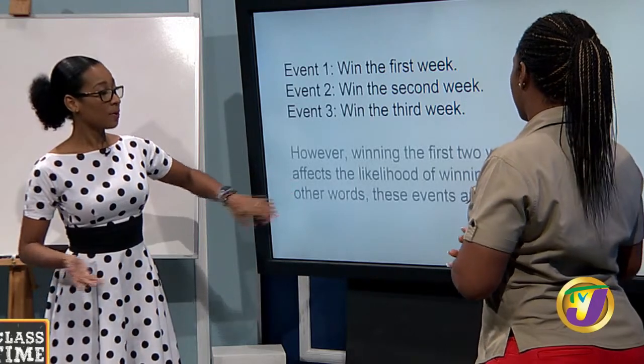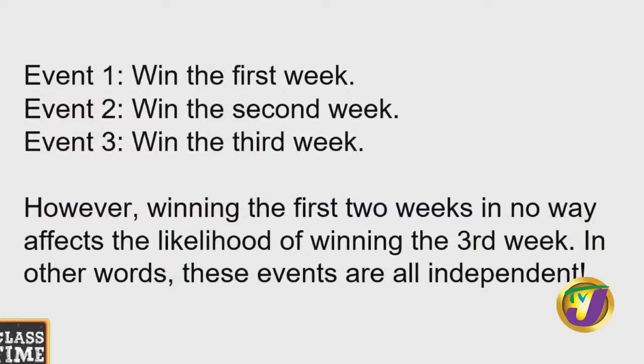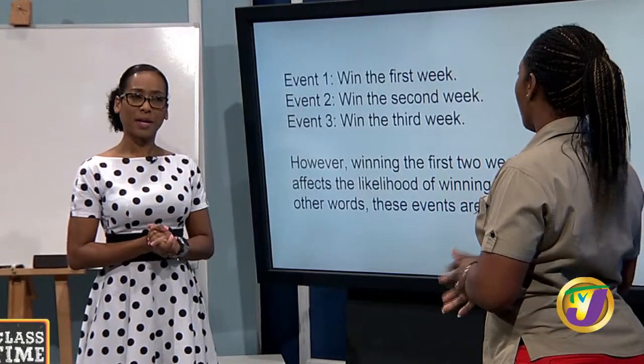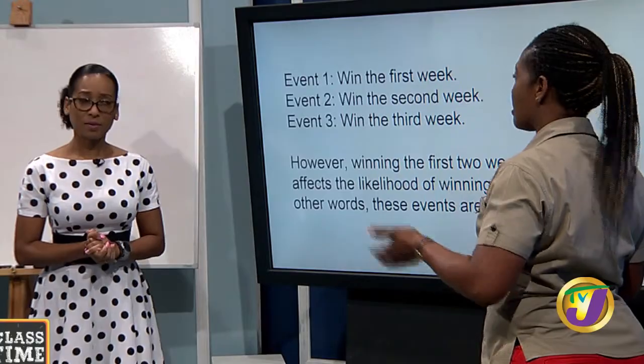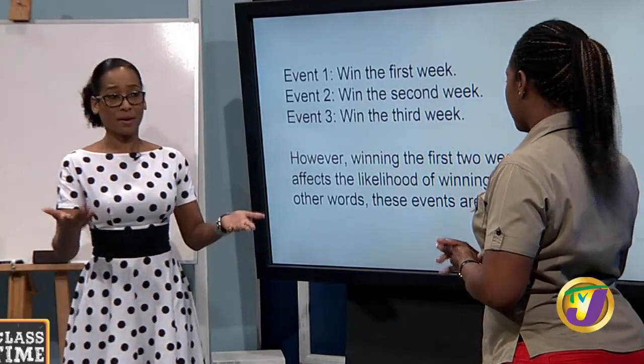Here we go. Event 1, win the first week. Event 2, win the second week. Event 3, you win the third week. However, winning the first two weeks in no way affects the likelihood of winning the third week. In other words, they're independent. All the weeks stand by themselves. Because winning the first week doesn't affect the second week either. You could even win the first week, win the second week, and then lose the third week. So they're all independent events.